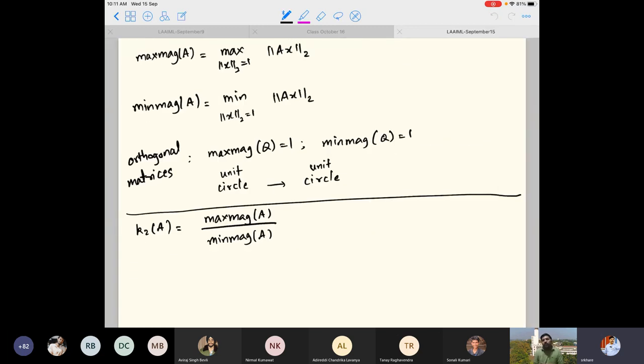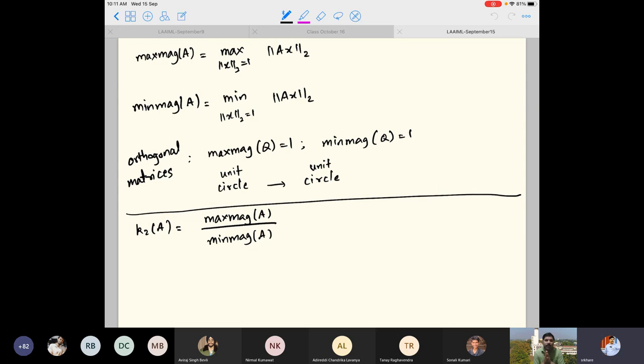But here, because we are assuming that the matrix is invertible, the minimum magnification cannot be 0, right? Because if the minimum magnification is 0, what does that mean? That means that there exists a vector x such that Ax is equal to 0, right? If Ax is equal to 0 for a non-zero x, in fact x has norm 1, what you are saying is the columns of A are linearly dependent. Columns of A being linearly dependent means that the matrix is not invertible.